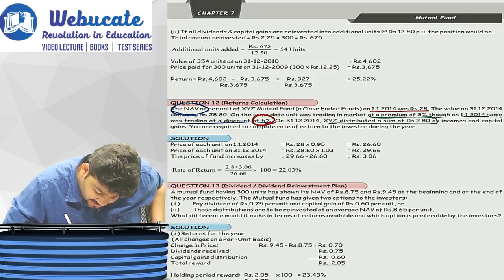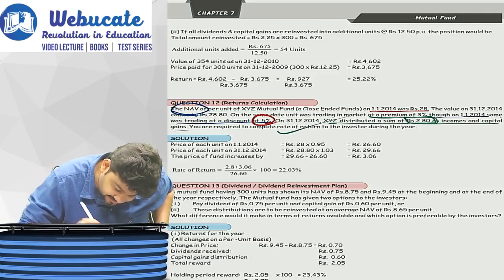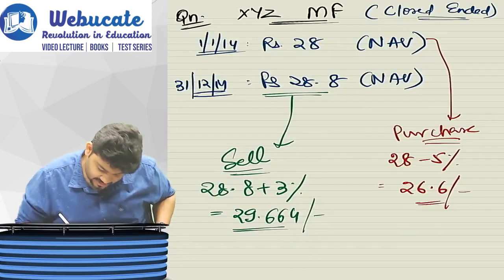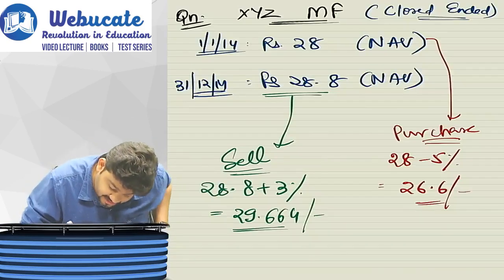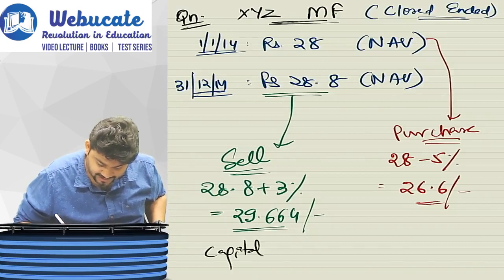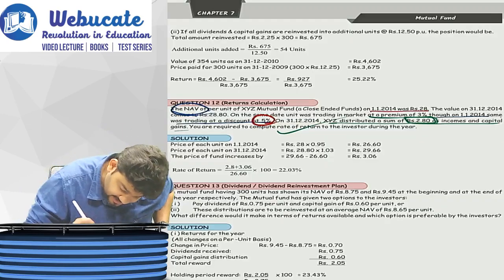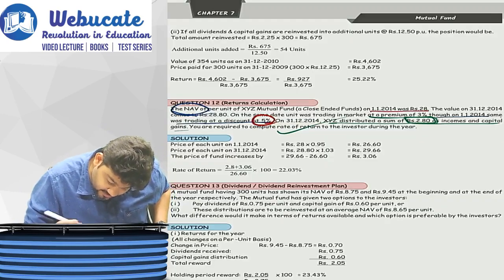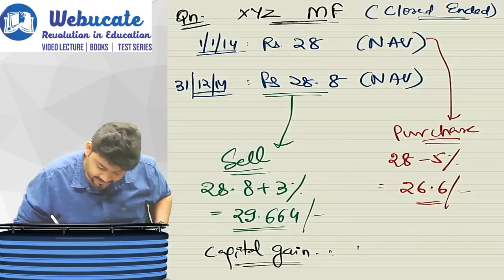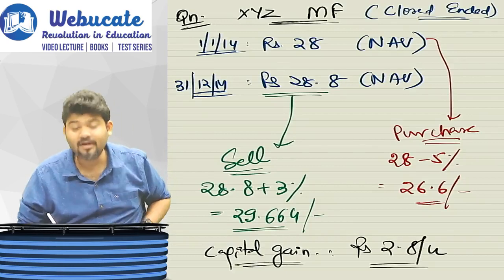XYZ also distributed a sum of 2.8 as income and capital gains. You are required to compute the rate of return. So a capital gain is also being introduced. They also earned a capital gain. Probably internally they would have sold some shares or something. So how much capital gain is earned? 2.8 per unit.